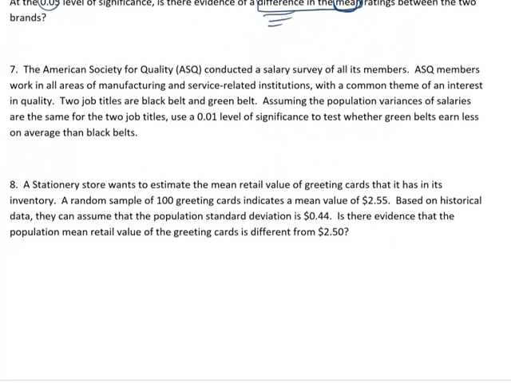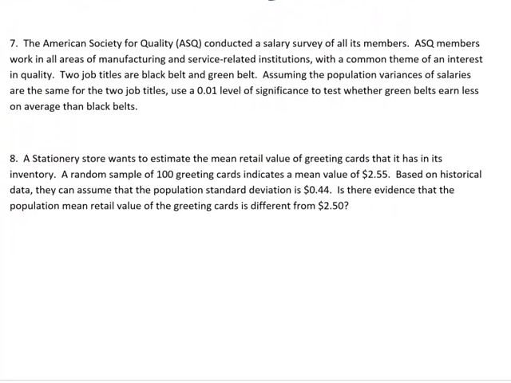Number 7. The American Society for Quality. It's a good group. You should join them. They conducted a salary survey of all its members. ASQ members work in all areas of manufacturing and service-related institutions, with a common theme of an interest in quality. 2 job titles are green belt and black belt. All right, I'm starting to smell a 2-sample test. Green belt and black belt.